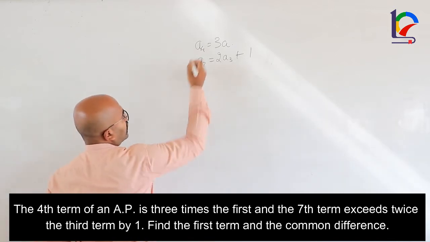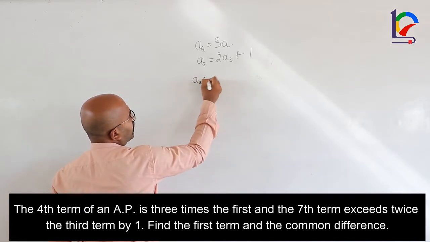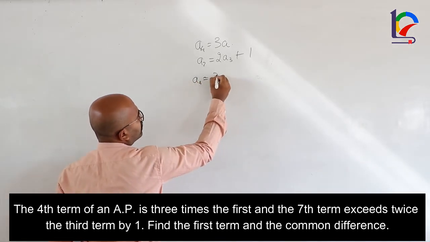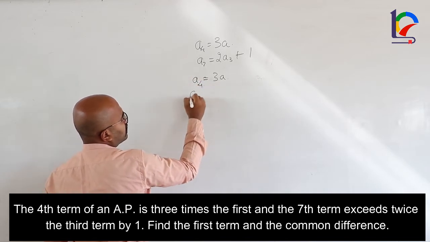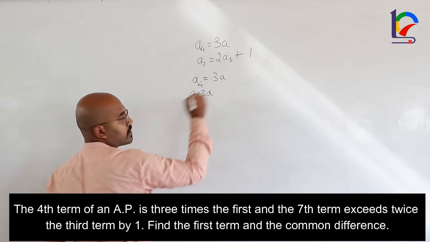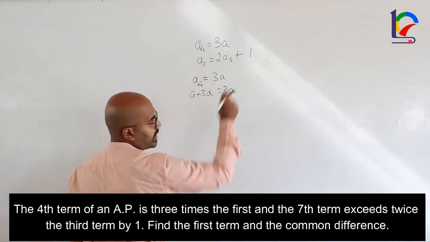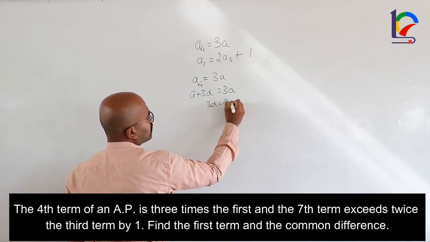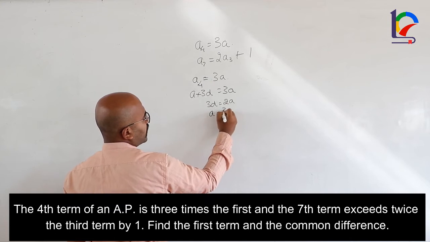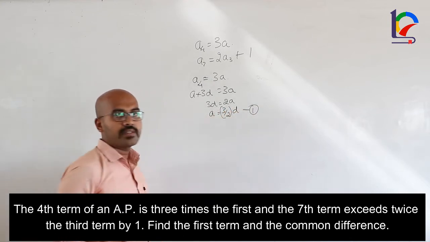So the fourth term can be written as A4 is equal to 3A. So A4 can be written as A plus 3D is equal to 3A. If I take A to the RHS, it will be 3D is equal to 2A. So A is equal to 3 by 2 into D. So this is the first equation.